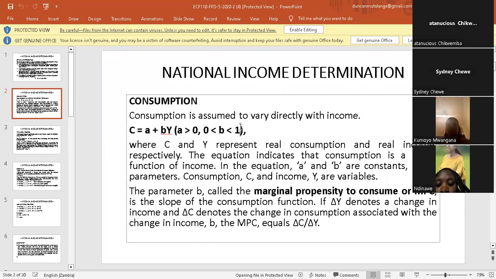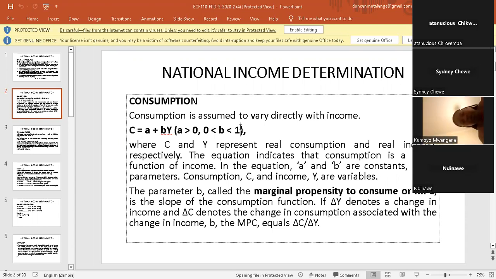Mr. Chinkwembe, can you try it out? Yeah, that would be 30%, which is 0.3. Yes, so the 0.3 is what? The MPS is for saving. Yes, for 30% saving, yes. So if I'm spending 70% of my income, that means my MPC is 0.7, which is 70%.